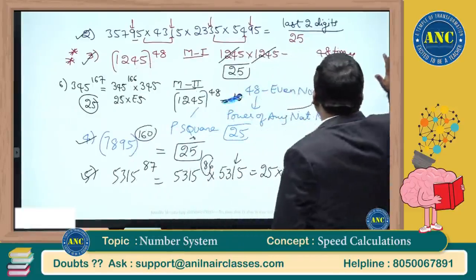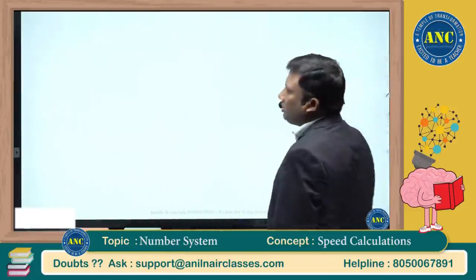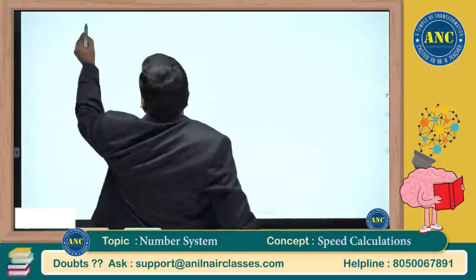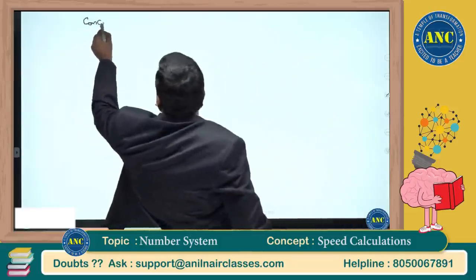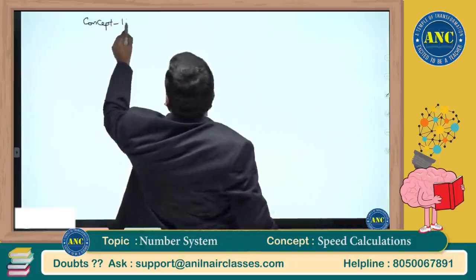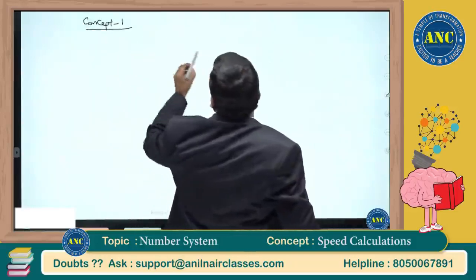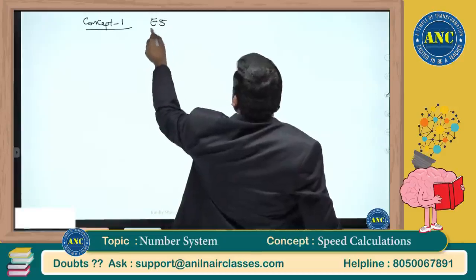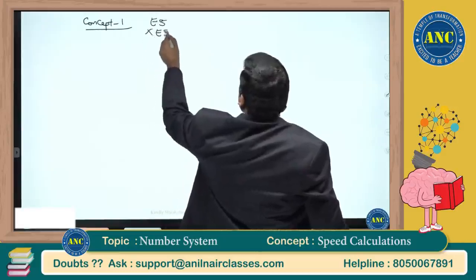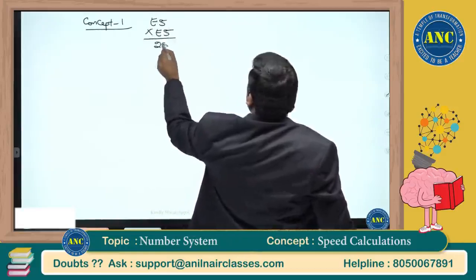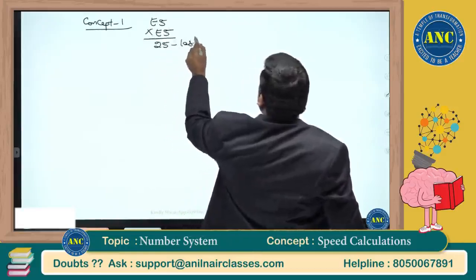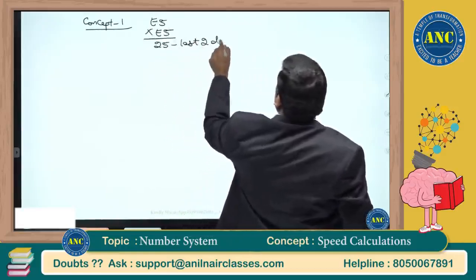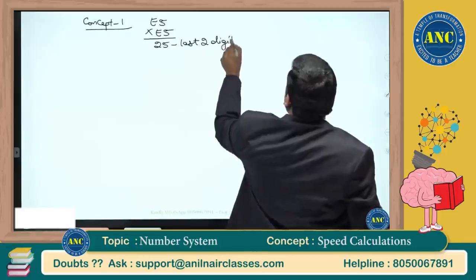Now let us get into the next concept. What is that we discussed? First concept. Concept 1. Two more concepts I'll explain in this slide. Even 5 into even 5, last two digits is 25.